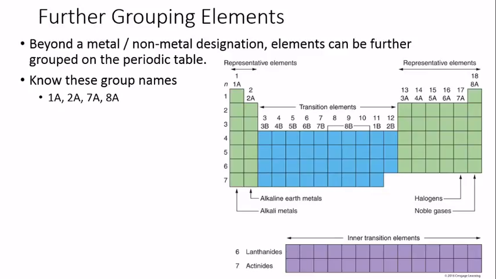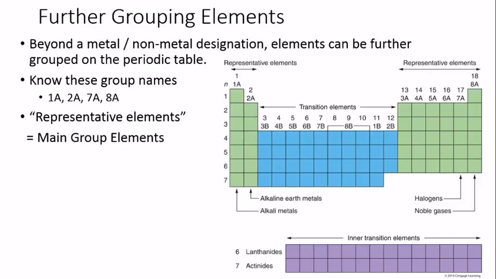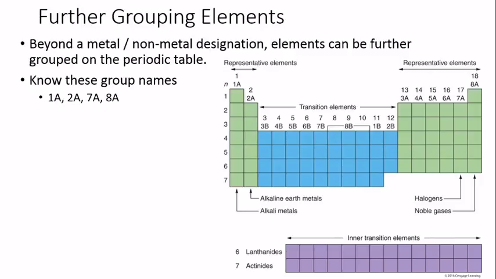I need you to know the alkali metals. The alkali metals are 1A. So here are the alkali metals. They are 1A. I need you to know the alkaline earth metals. They are 2A. And then over here on the right, I need you to know the halogens. They are 7A. And the noble gases, they are 8A.